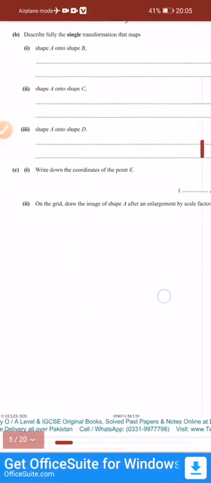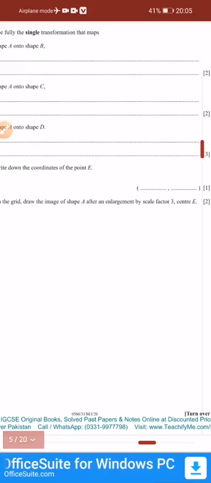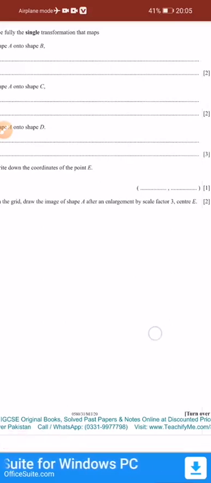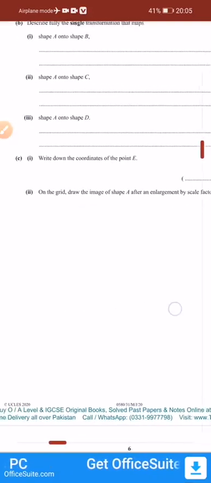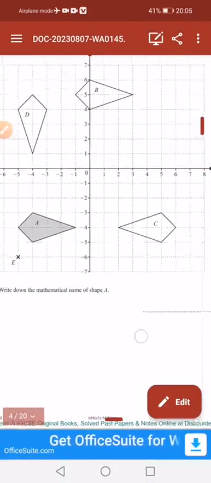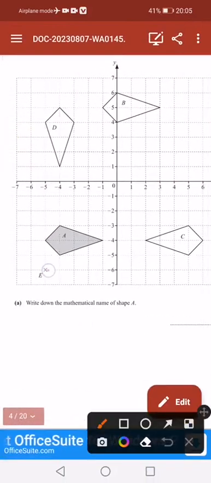Alright, on the grid, draw the image of shape A after the enlargement of scale factor 3, center E. Where is center E?